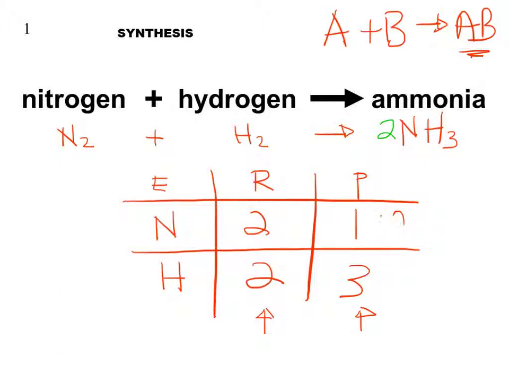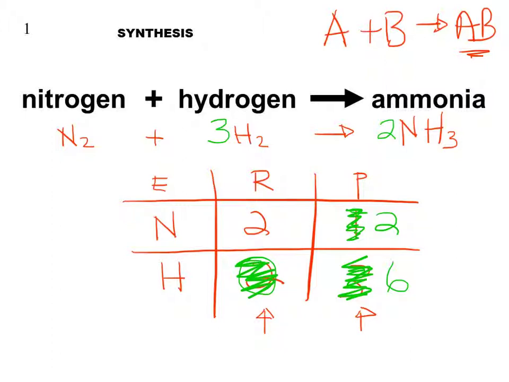So now I have 2 nitrogens. But this also changes the number of hydrogens I have. 3 times 2, because now I have a multiple of 2. I have to change this 3 now to 3 times 2, which is 6. Now my hydrogens don't match. I have to now multiply this by a factor in order to get it to 6, and that factor has to be 3. So I'm going to put a 3 in front of hydrogen, and that changes this to 6.